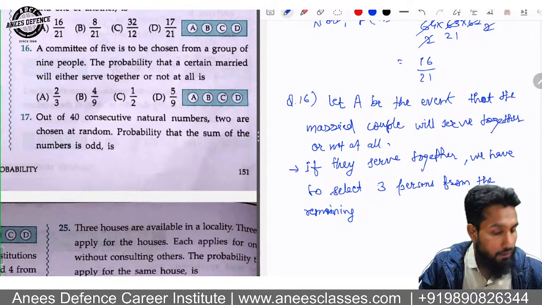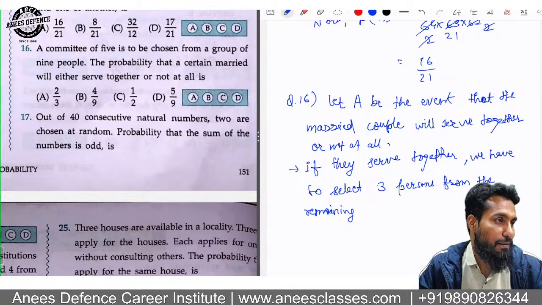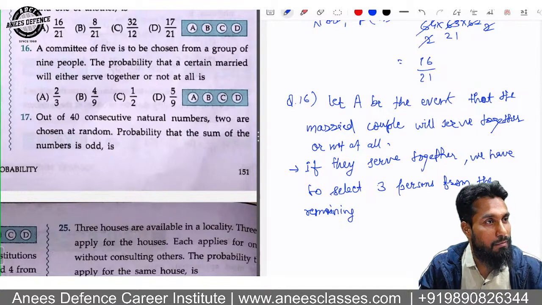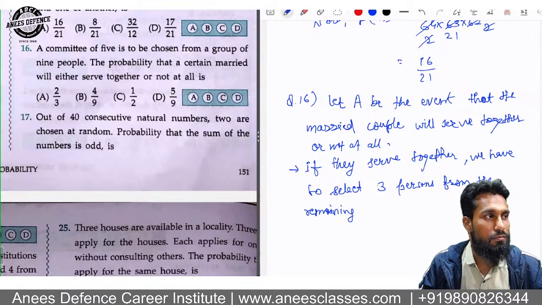What the question is trying to say, you have understood: there is only one couple, not everyone is in a couple. Out of those 9 persons, there is one couple only. That couple is saying that either we both will come in that 5 or none of us will come. So those 2 places are fixed. Then 3 places are still left to fill, no? Out of that 9, excluding the couple, 7 are left. From those 7 you have to select 3 more. That is the first condition.